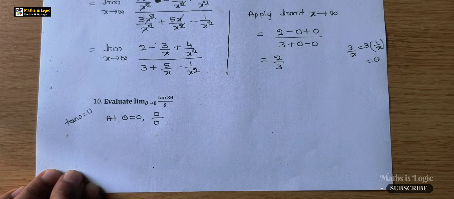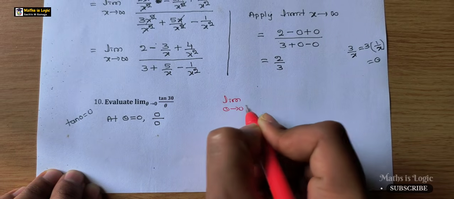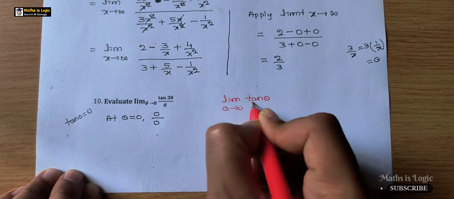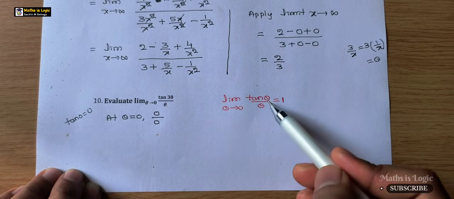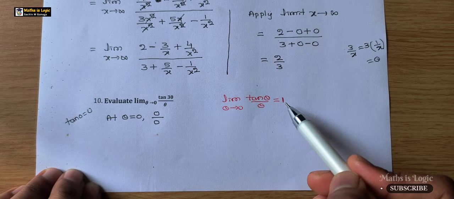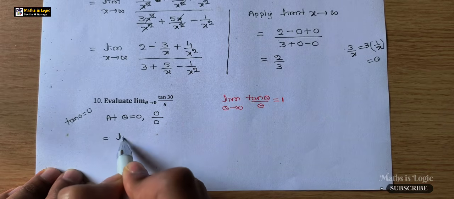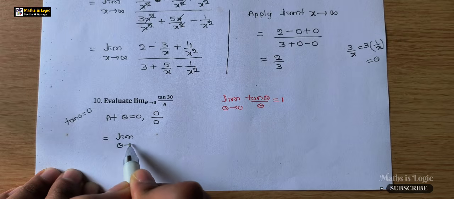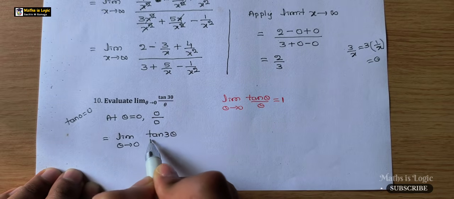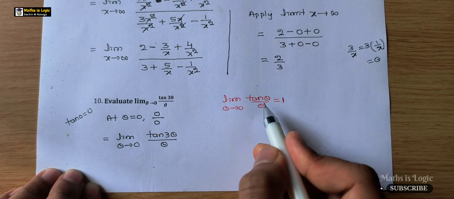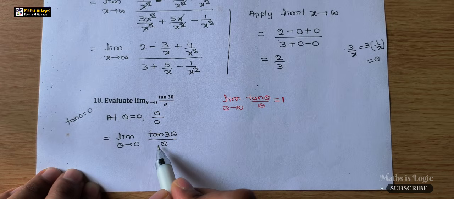Next, we know the standard formula. What is that? The limit as theta tends to 0 of tan theta divided by theta is 1. If you want to apply this formula, the two angles should be the same, and only then does the value go to 1. But in the question, the limit as theta tends to 0 of tan 3 theta divided by theta, we cannot apply this formula because the 3 is missing in the denominator.